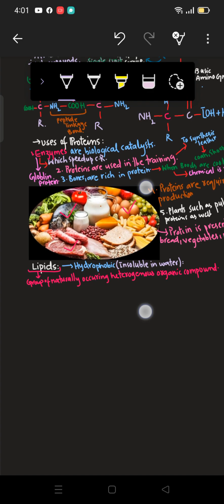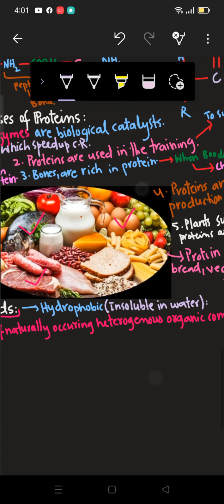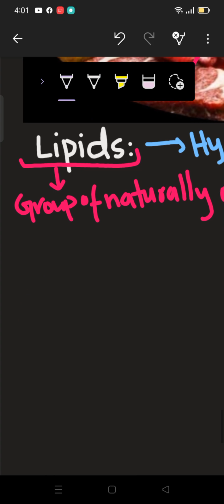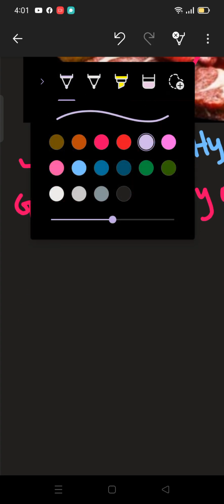which means they will not attract towards the water but instead they will repel. But they are easily soluble in the mixture of diethyl ether and ethyl alcohol. Let me write that as well. This is a very important point.